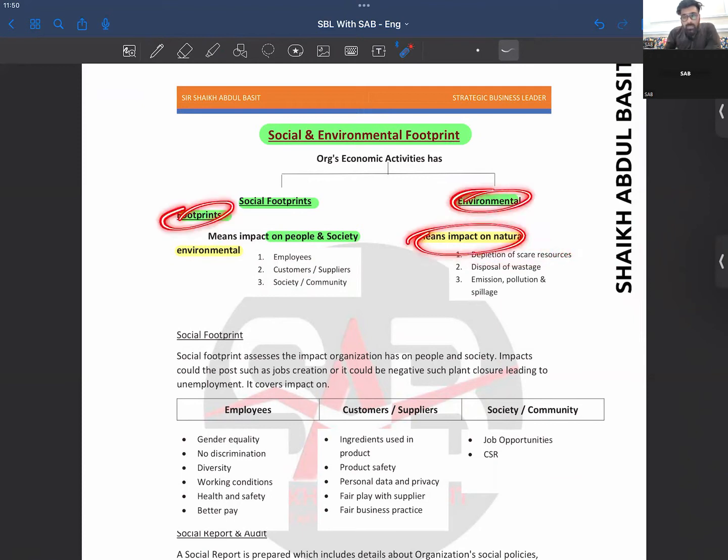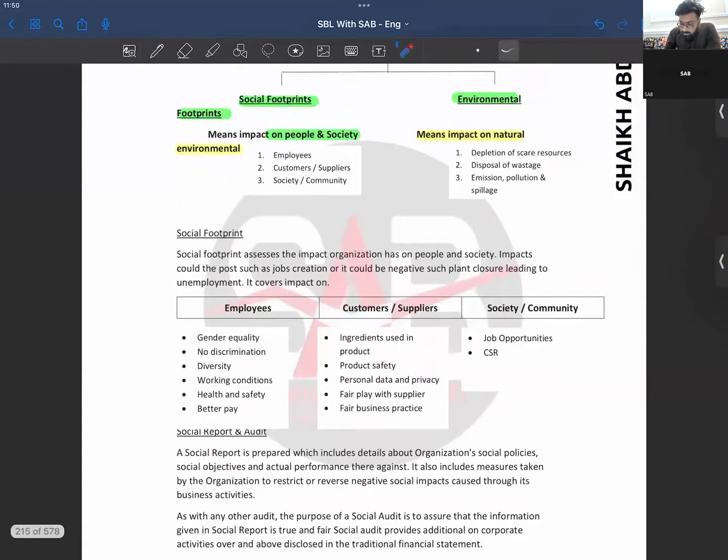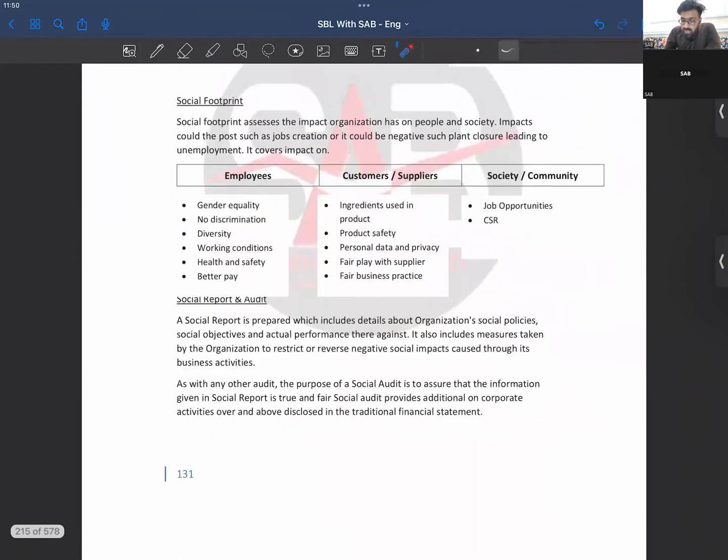Environmental footprint means people are not depleting the scarce resources, disposals of wastage, emission, pollution, and spillage, right? Social footprint, right? What does social footprint do? It assesses the impacts of an organization on its people and society. How an organization is impacting its people and society, right?